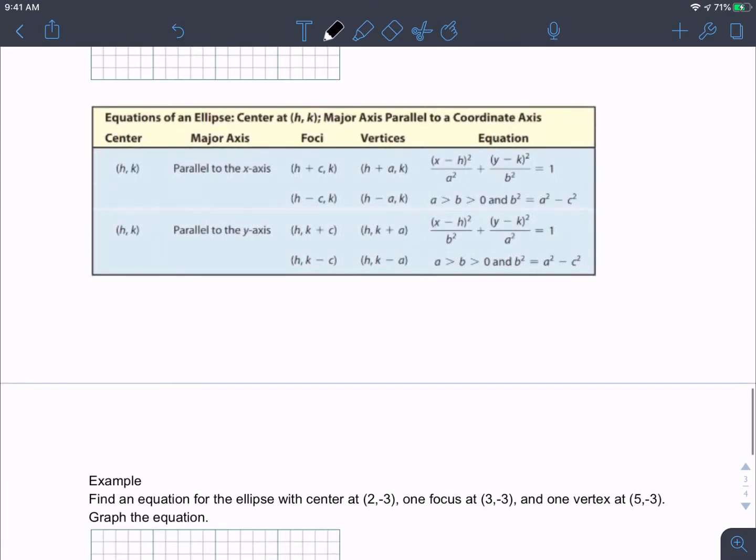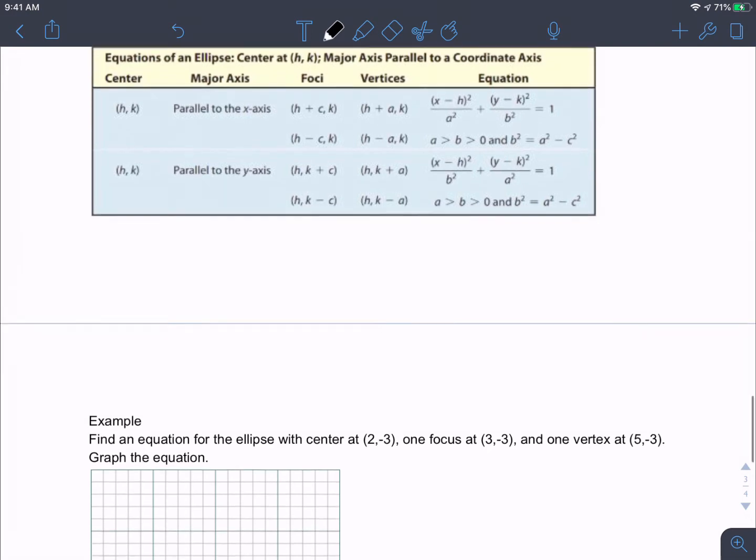Now here's some information for you when we are no longer at the origin for our vertices. You may want to pause and write these down. This is something that can be useful for you to use. One of them has the major axis with the x-axis, and the other has it with the major axis at the y-axis. So let's go ahead and do a problem where we have a little bit of a shift.